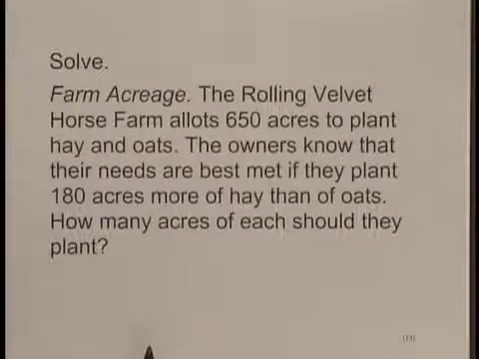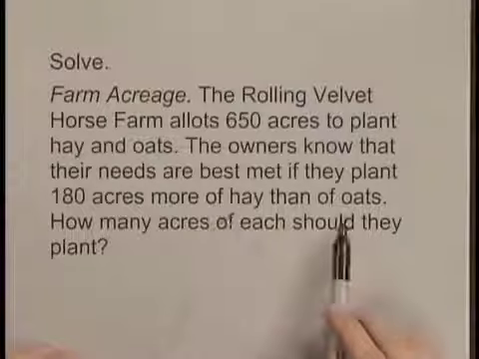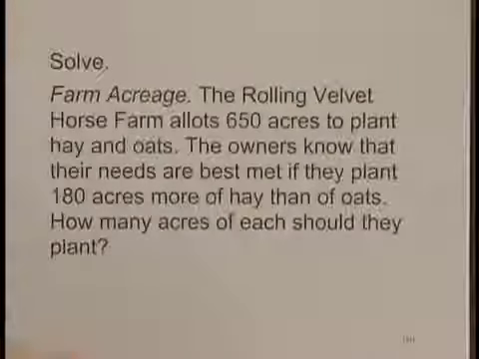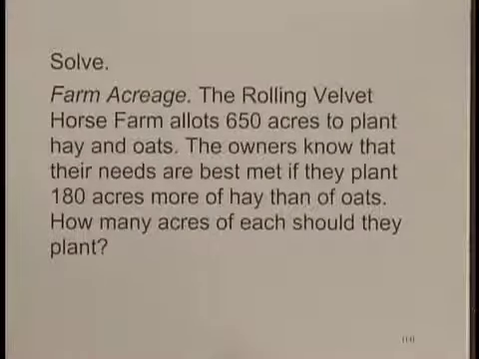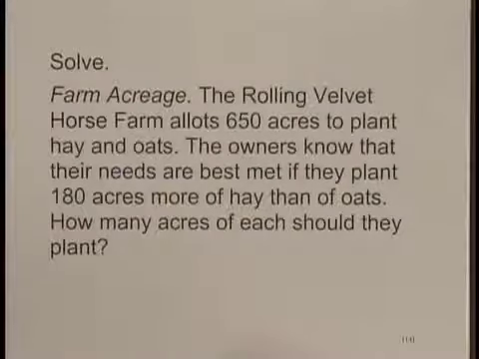In this problem, we'll look at farm acreage. The Rolling Velvet horse farm allots 650 acres to plant hay and oats. The owners know that their needs are best met if they plant 180 acres more of hay than of oats. How many acres of each should they plant? We'll approach this problem using our 5-step problem-solving strategy, and the first step is to familiarize ourselves with the situation.